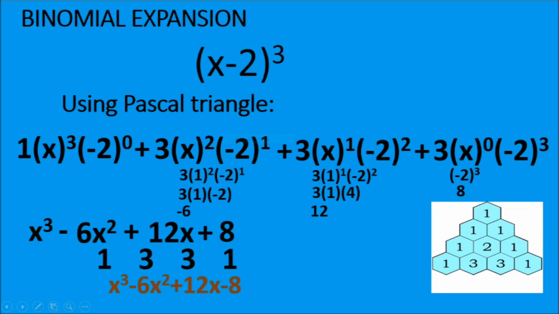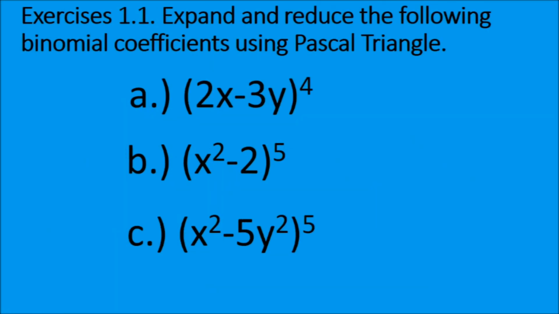So 3x times 4 is equal to 12x, plus 3 times x raised to 0, which is equal to 1, times negative 2 raised to 3, which is equal to negative 8. So the polynomial is x cubed minus 6x squared plus 12x minus 8.